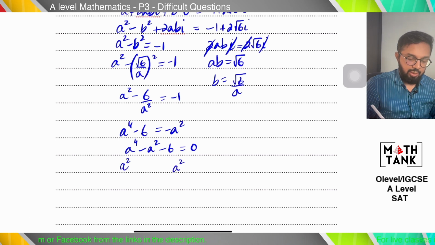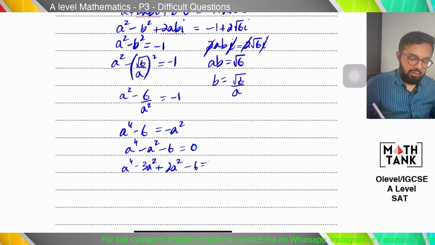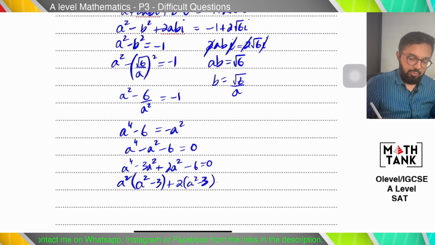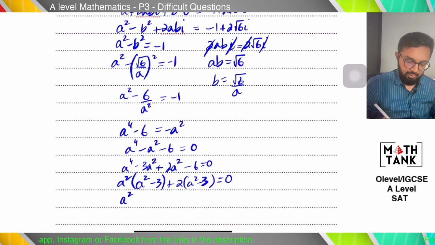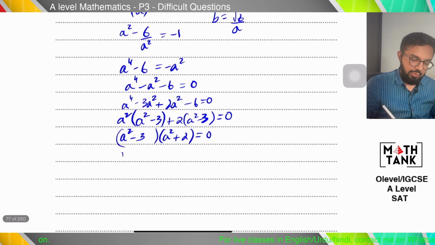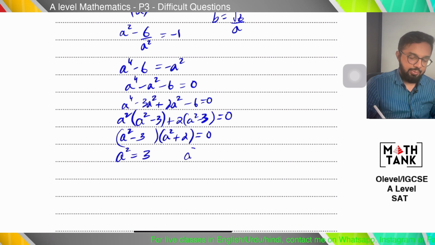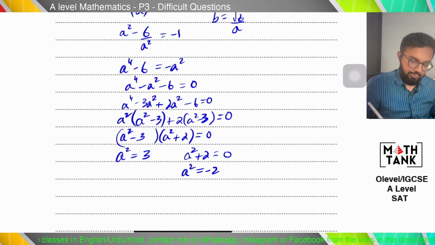The answers that I'm going to get out of the quadratic, I'm just going to factorize this for you so that you can see. I'm just going to say that a power 4 minus 3a square plus 2a square minus 6 equals 0. So a square minus 3 plus 2a square minus 3 equals 0. So a square minus 3 and a square plus 2 equals 0. So a square could equal 3, a square plus 2 could equal 0, a square equals minus 2.